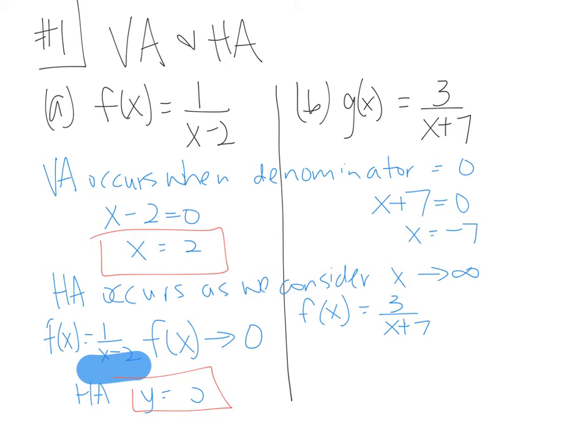Similarly over here, as the x plus 7 on the bottom gets very, very large, going towards infinity, then f of x also goes towards 0. So our horizontal asymptote for this one is also y equals 0.